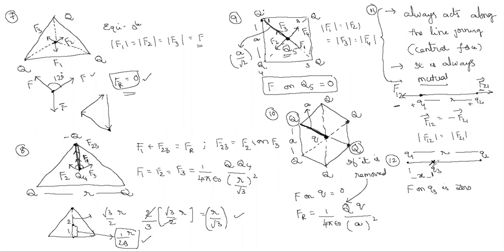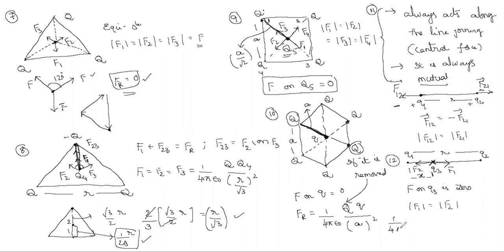Force equals 0 means can I equate the force on Q3 by Q1 and by Q2? Yes, sir. Suppose this is F1, repulsive by Q1, and this is F2, repulsive force by Q2. Since the net force on Q3 is 0, mod F1 is equal to mod F2.